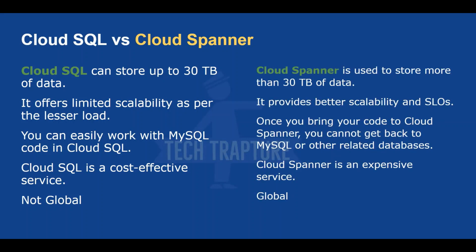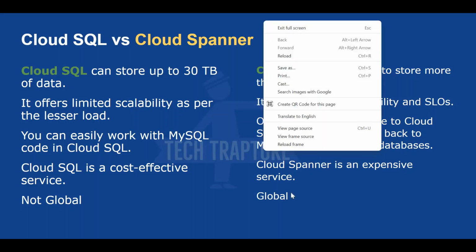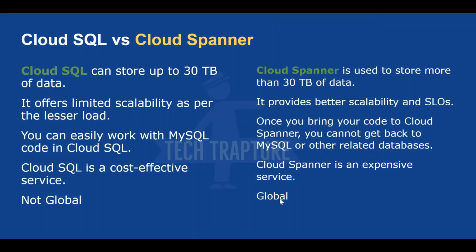Cloud Spanner is used to store more than 30 TB of data. If you have more than 30 TB of data, then only go for Cloud Spanner, where your application is mission critical, you are ready to pay more, and you want the application to be always available. It is an expensive service, and it is a global service. In Cloud SQL we have only two options, zonal and multi-zonal. Now we'll see what the options are for Cloud Spanner.